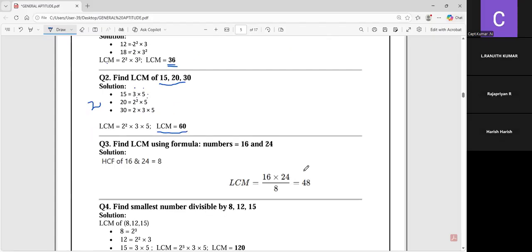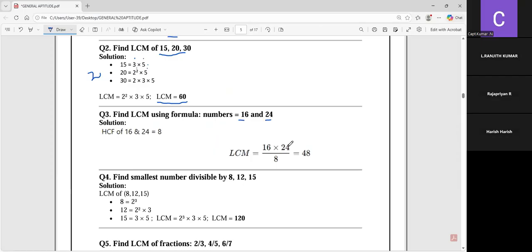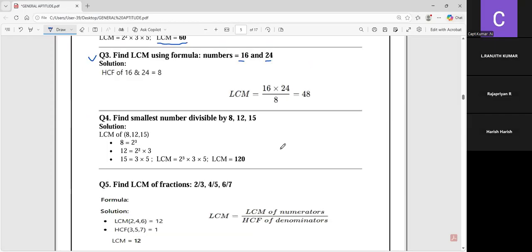Third one, two numbers are given, 16 and 8. Now we are using this form. So product of two numbers divided by HCF is equal to this one. This is the third type. And the fourth type is nothing but a simple type.